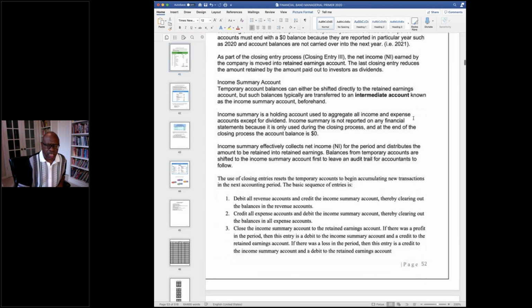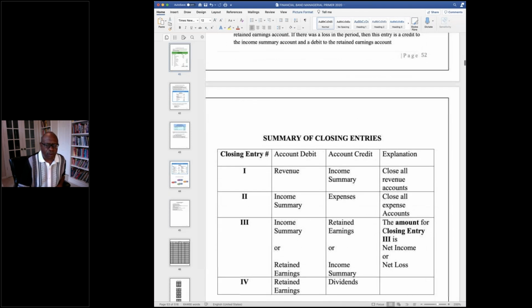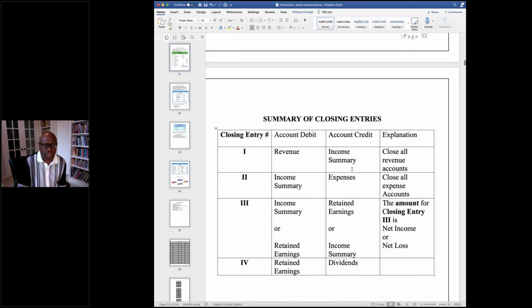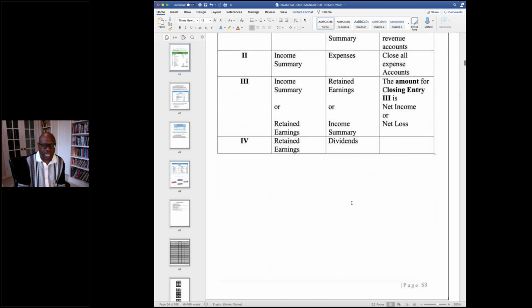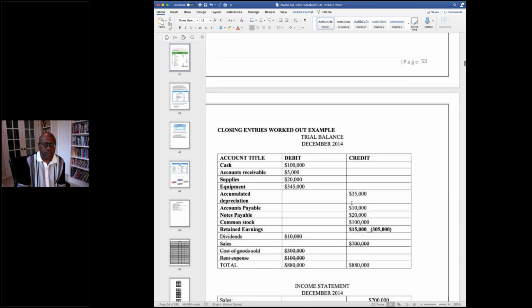Then we talked about closing entries, where we have 4 closing entries. We close out the revenue, we close out the expenses, we close out the net income, and we close out the retained earnings. When the closing entries are completed and posting, retained earnings has the balance in it at the end of the year, and all of the temporary accounts are now closed out to 0.